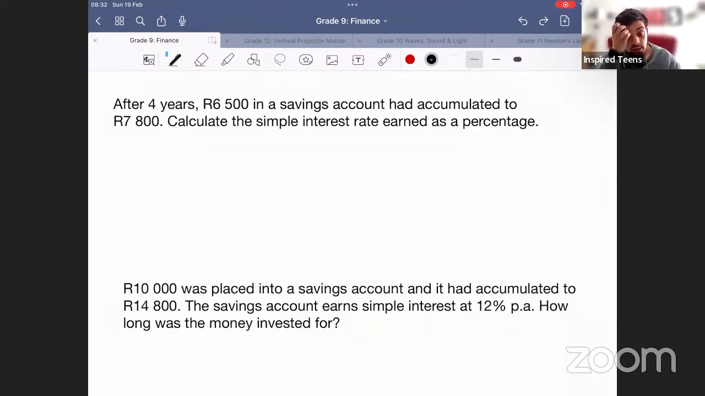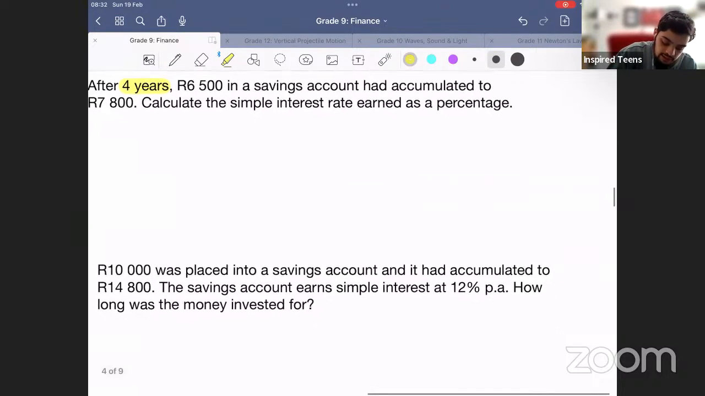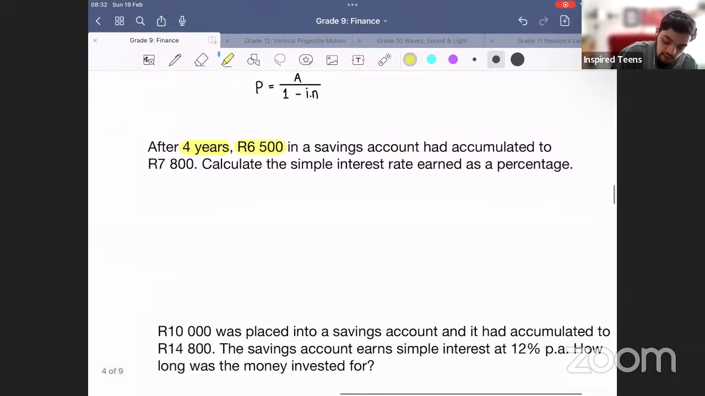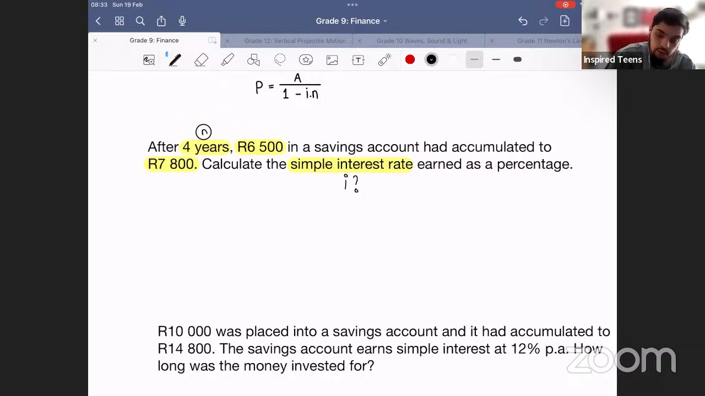Okay, after 4 years, 6,500 in a savings account had accumulated to 7,800. Calculate the simple interest earned as a percentage. Okay, so firstly, I have 4 years. I have 6,500. I have 7,800, and they want me to calculate the simple interest. So what they want to know is, we have N. Now I need help distinguishing between these two amounts.